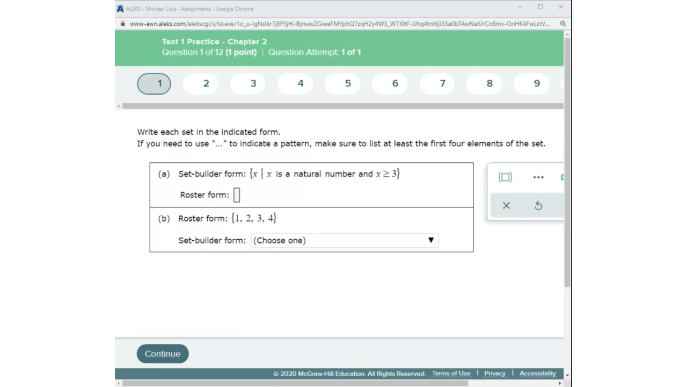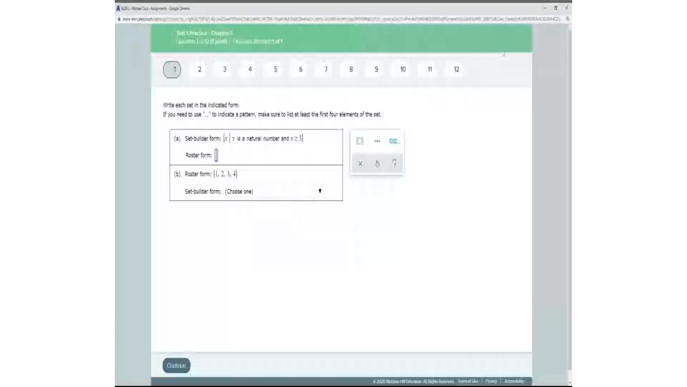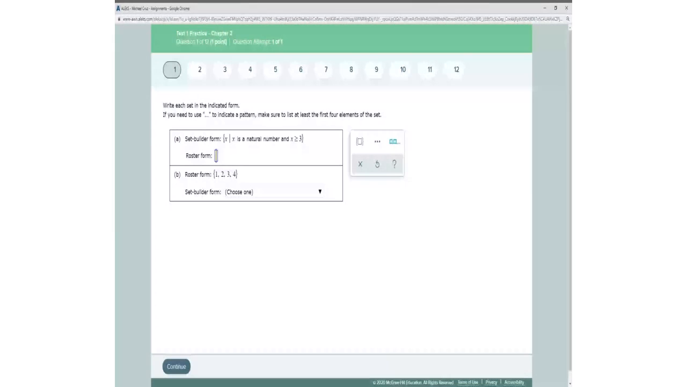the first part there, where it opens up with the bracket, you've got X and you've got the line. That's really just all formality. That's just saying the set of X such that X is a natural number and greater than or equal to 3. The most important part is that it's a natural number, meaning a counting number, and it starts at 3 because it's got an equal sign.